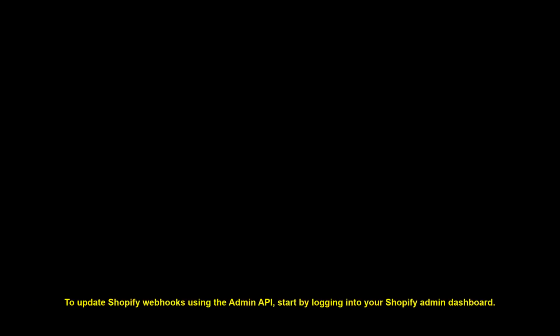To update Shopify webhooks using the admin API, start by logging into your Shopify admin dashboard. Navigate to the Apps section found on the left sidebar. Select Manage Private Apps under the Develop Apps option. If you haven't already, enable private app development by clicking the Enable Private App Development button.